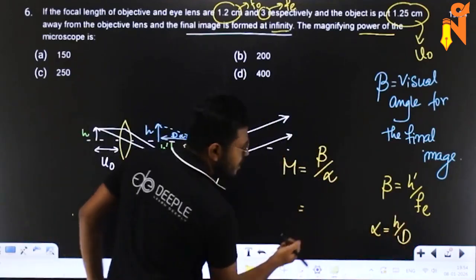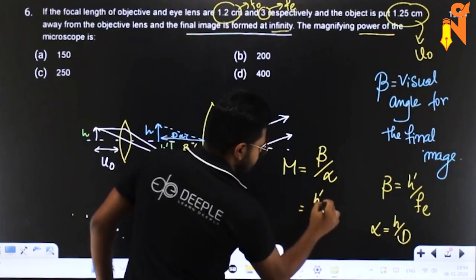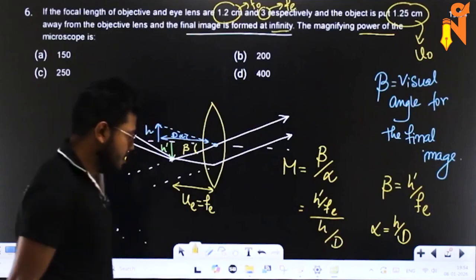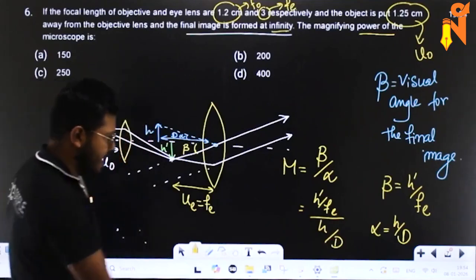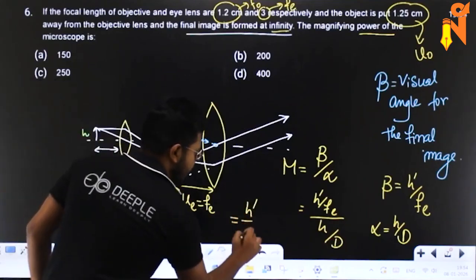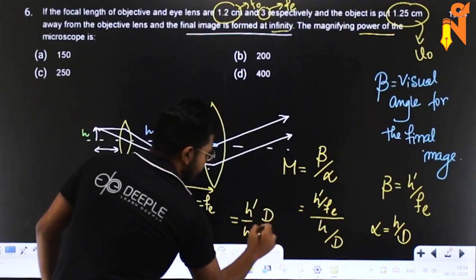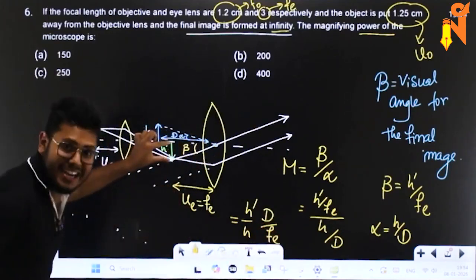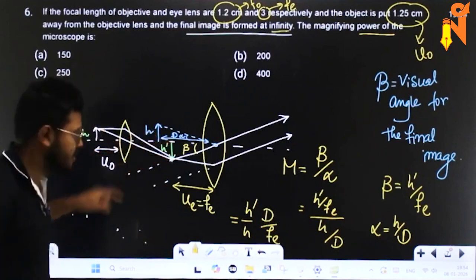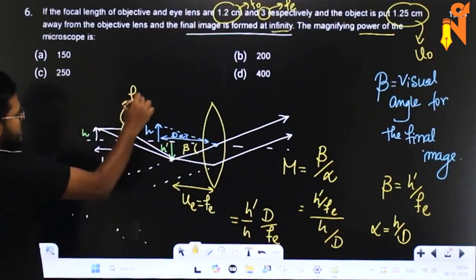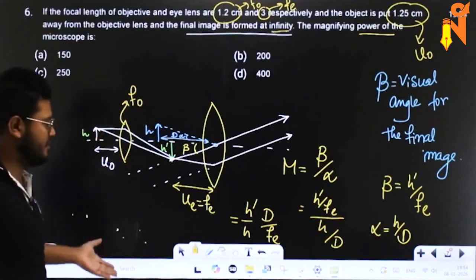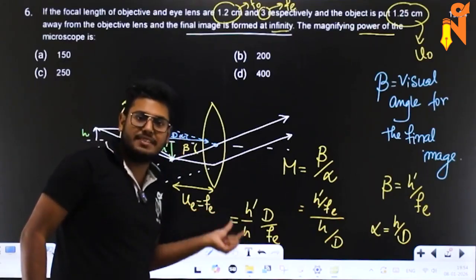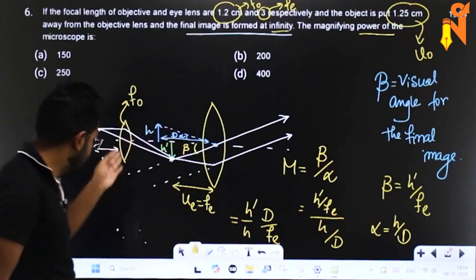So what do we get here? Beta by alpha, so h dash by fe and h by d. So I get h dash over h and then d by fe, right? You see, this h dash is the image height created by the objective lens. Which one? Objective lens, the focal length. So basically I need to find out h dash by h, and you all know this is nothing but the linear magnification of the objective lens.